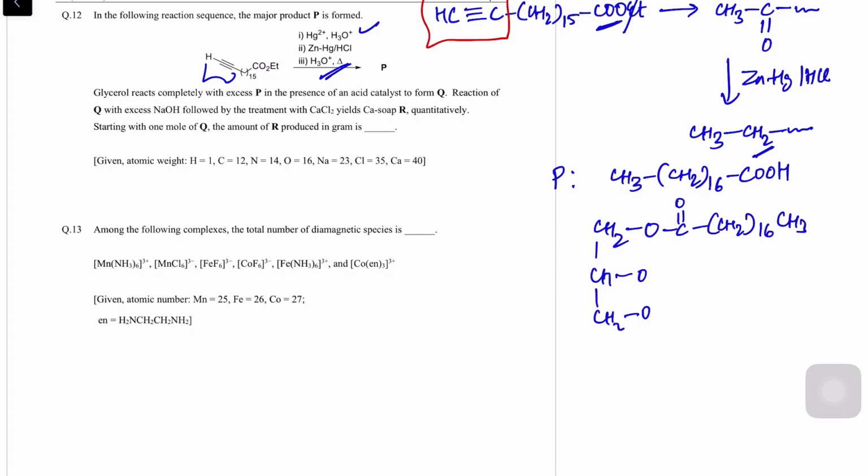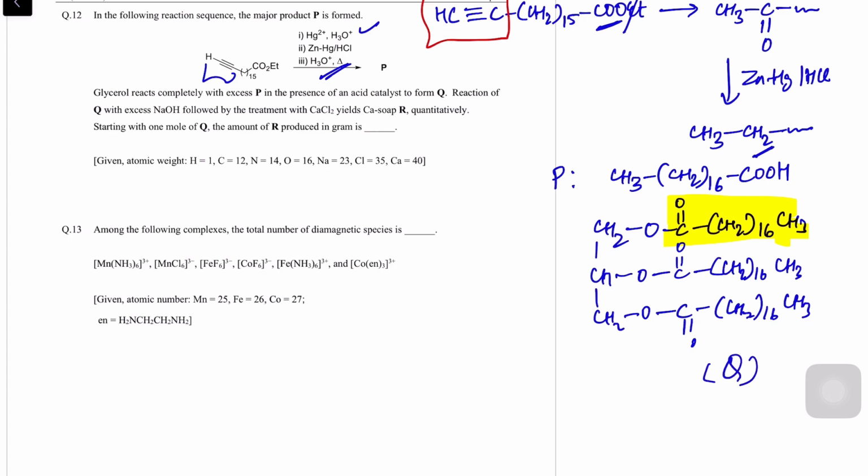CH2 16 CH3, and this moiety will repeat. This moiety will repeat in the second and third oxygen linkage. So it will be the same: CO CH2 16 CH3, and here also CO CH2 16 and CH3. All right. Now the reaction of Q, this is our Q, with NaOH. So now we are doing the reverse process, that is called saponification, right?